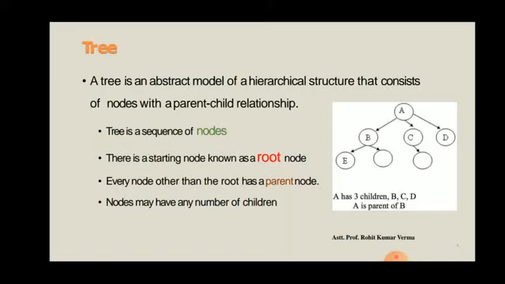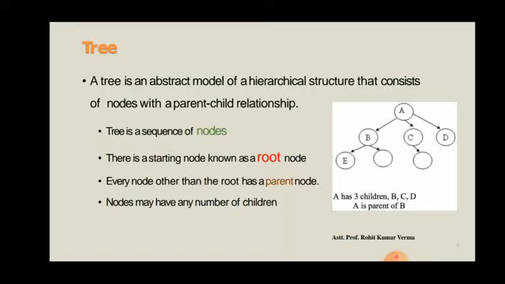So dear students, you can see the node at the top of the tree is known as root node. Here in this image the node at the top of the tree is A, so A is the root node. Second thing that we have learned, a node may have any number of children. You can see A has 3 children, B, C, D.